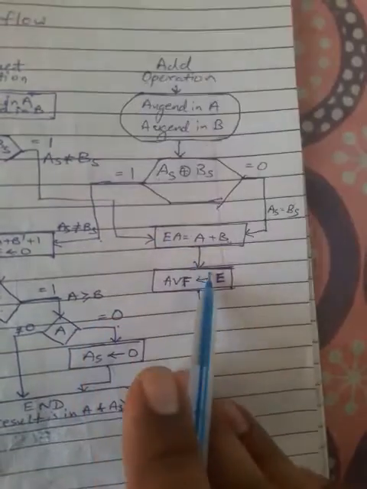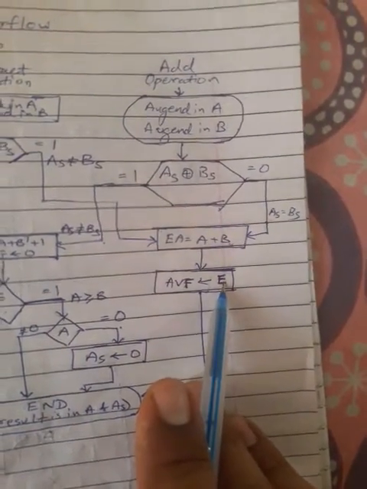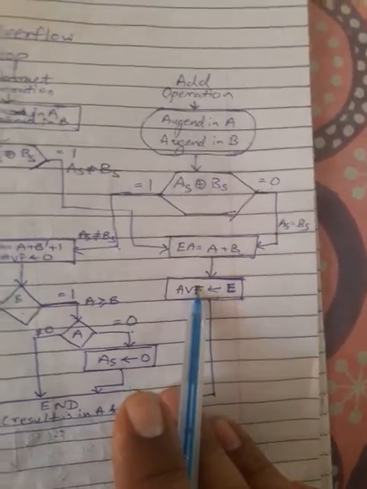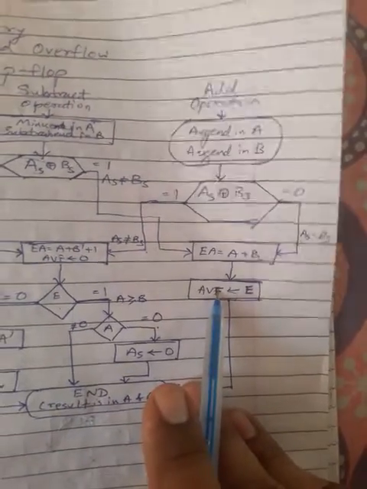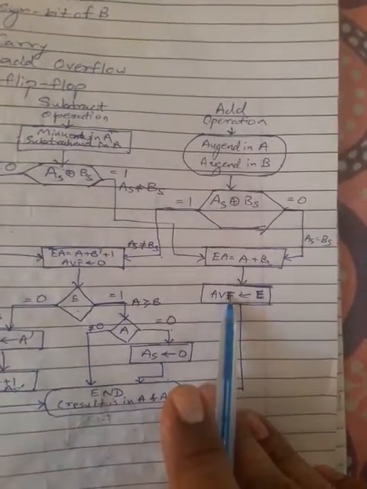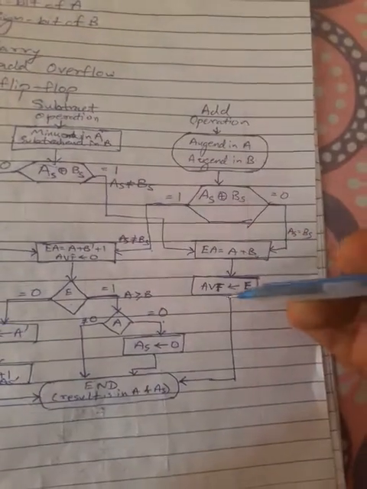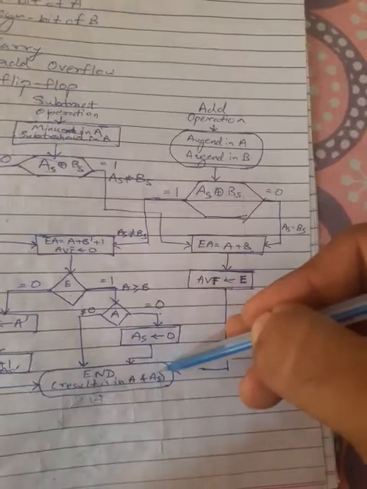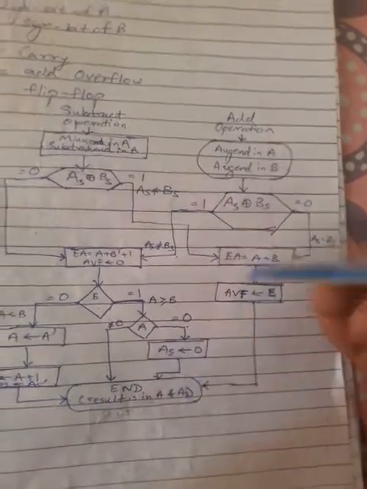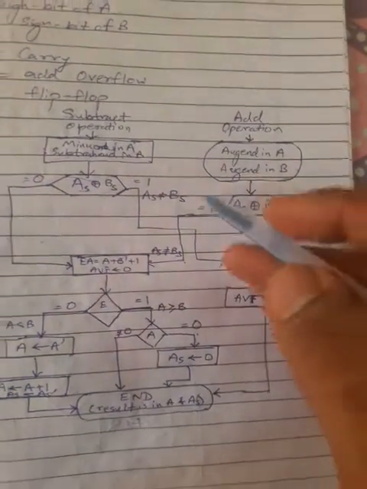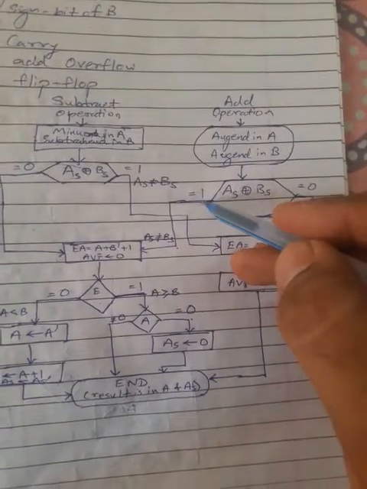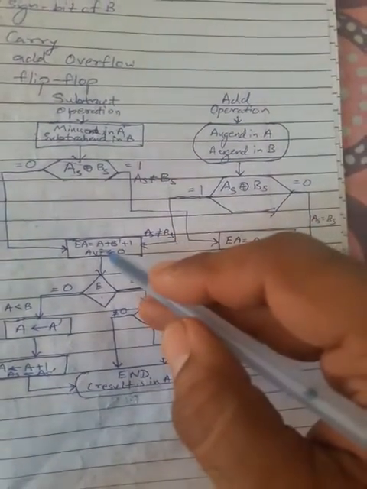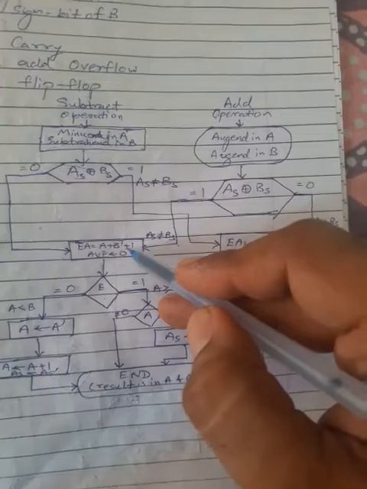Then whatever carry is there, we have to give to the add overflow flip-flop, and then the result will be in A and AS, as given here. And if it is 1, if the signs are not equal, then what we have to do? Then we have to do the subtraction part.